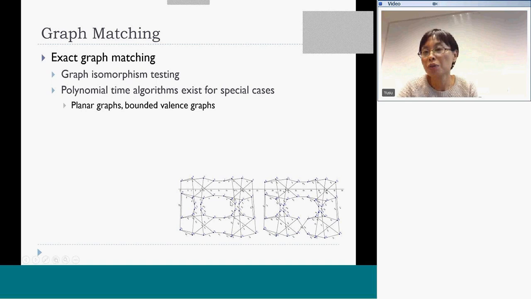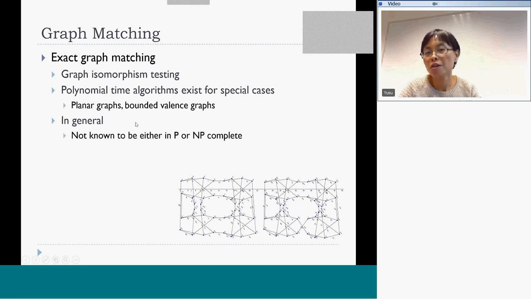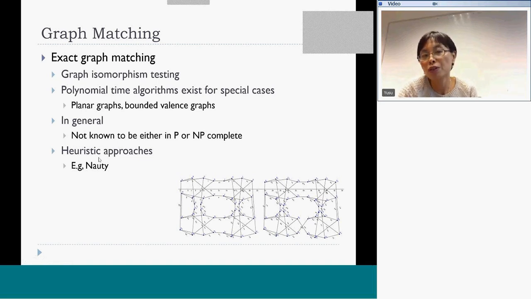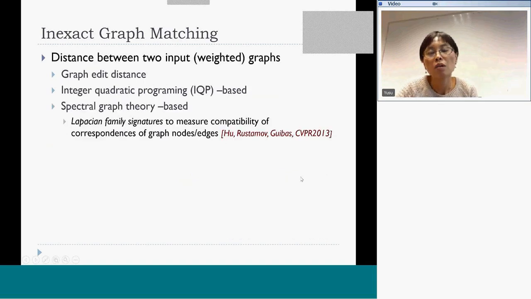For some cases, like when the input graphs are planar graphs or graphs with bounded valence, polynomial time algorithms exist for graph isomorphism testing. Unfortunately, for general graphs, this problem is neither known to be in P nor known to be NP-complete. This is actually one of the famous problems for which we cannot really decide whether it's in P or NP-complete. In practice, there are still lots of approaches developed to do graph isomorphism testing, usually based on heuristics, which in the worst case may still run in exponential time.